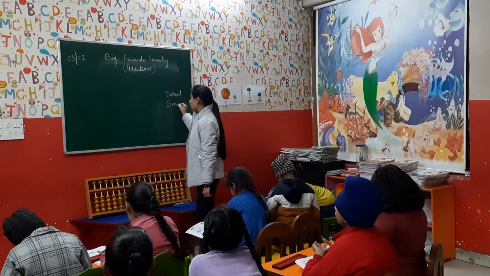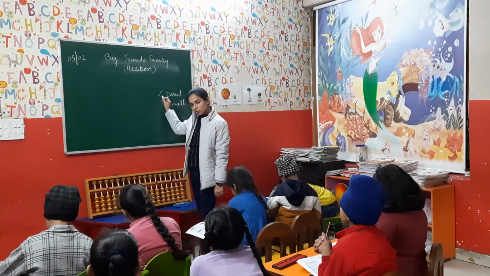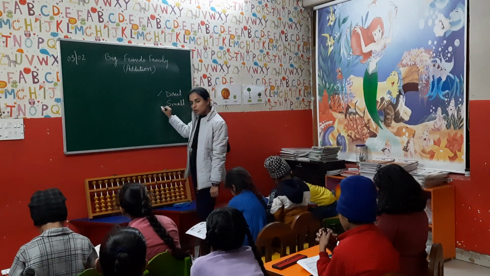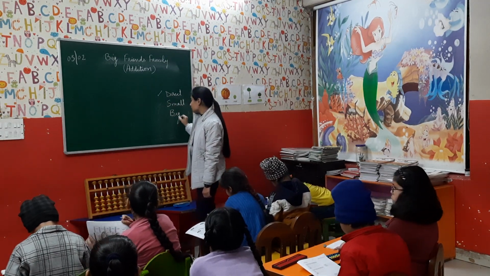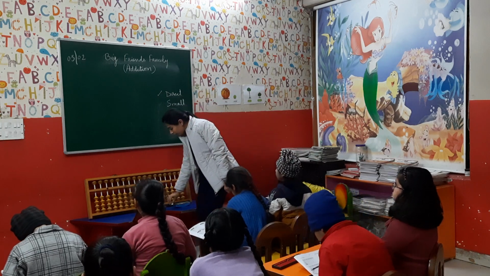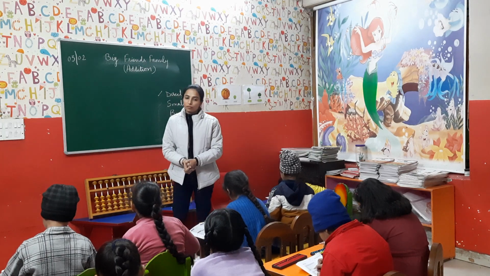Then, small. If it can be done directly, then we do not check small. Direct se ho gaya, good. Nahi hota, toh hum small se karenge. And if small se bhi nahi hota, then we will use big friends. Okay. So, the first thing that we will do in this topic is, we will learn the friends.